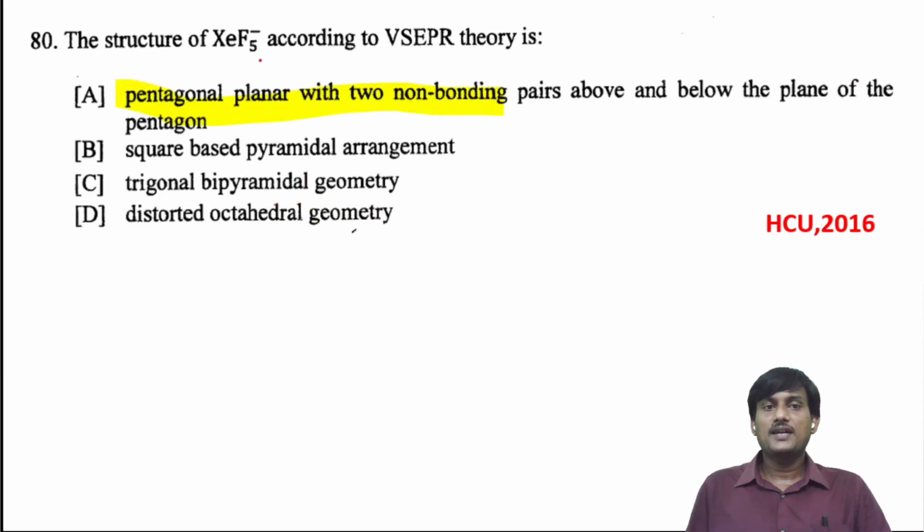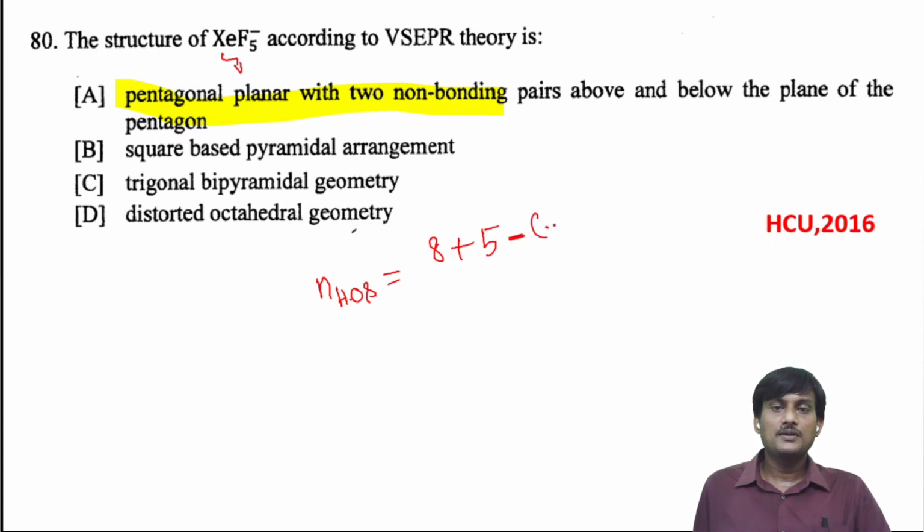The structure of XeF5 minus according to VSEPR theory. Let's calculate the number of hybrid orbitals, which will be equal to the number of valence electrons in the central atom. Xenon is a group 18 element, so we have 8 valence electrons, and the number of monovalent atoms attached to it is 5. We have to add the charge: 8 plus 5 plus 1 is 14, divided by 2, so 7. The hybridization will be sp3d3.